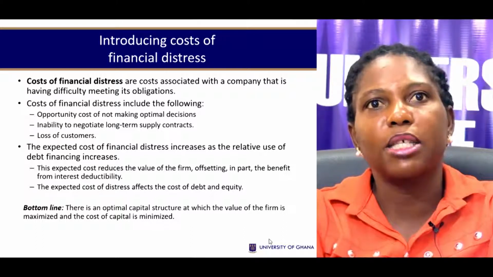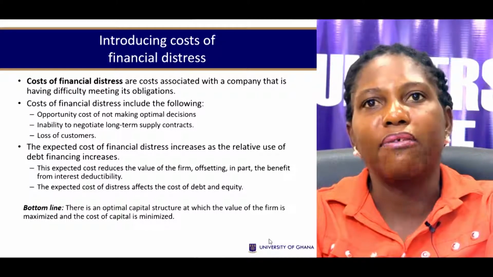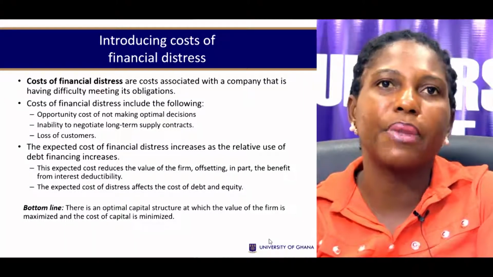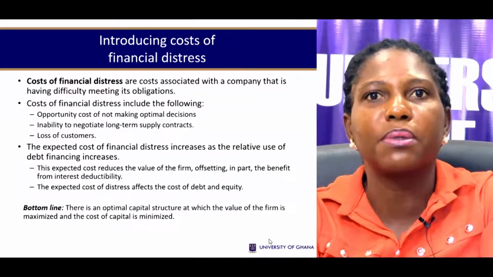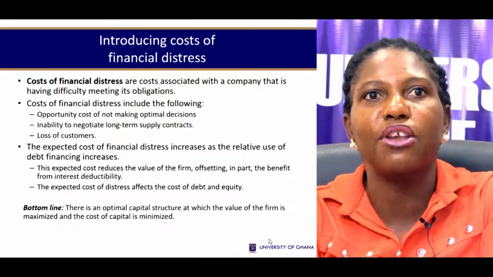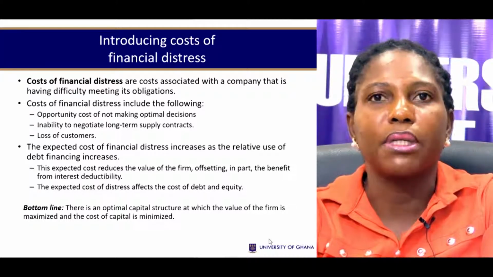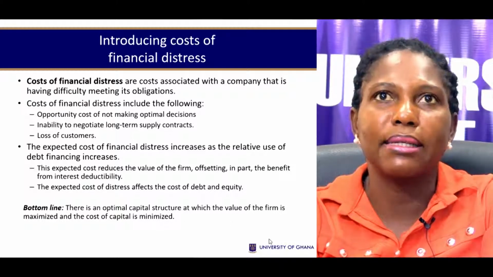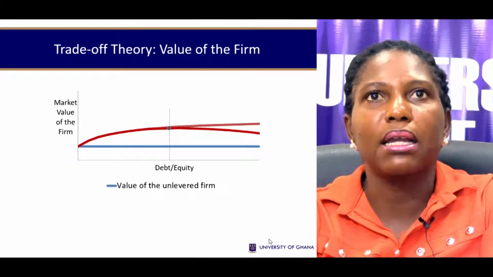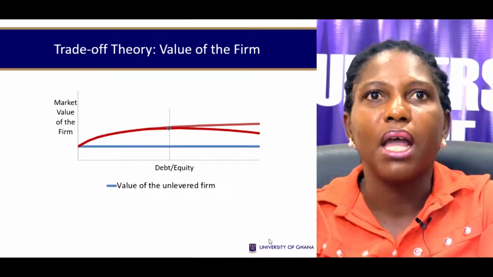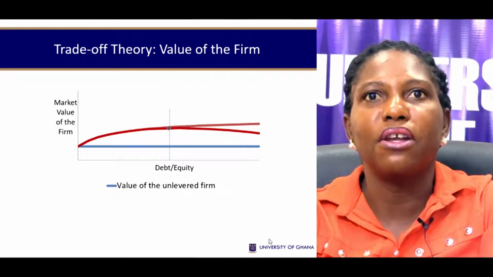For this reason, the expected cost of distress affects the cost of debt and equity. So the bottom line from this angle says that there is an optimal capital structure at which the value of the firm is maximized and the cost of capital in total is minimized. Now, that typically has to do with the trade-off theory, looking at the value of the firm. And so we look at the market value of the firm.